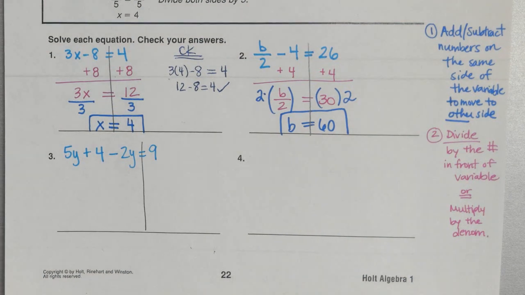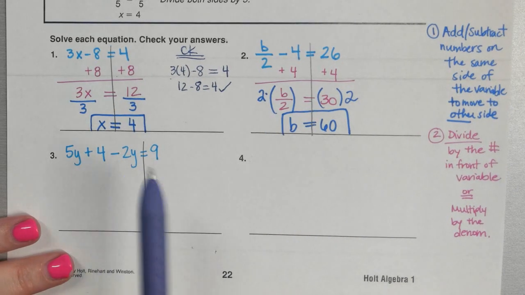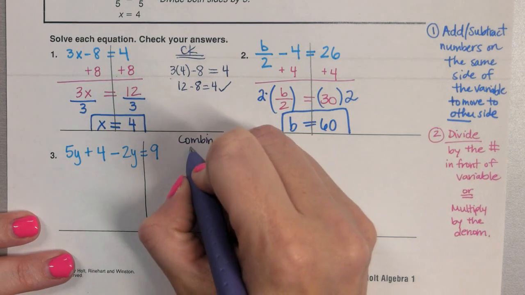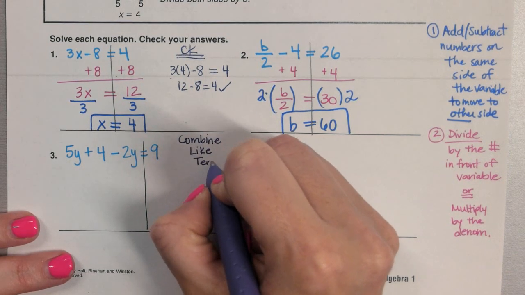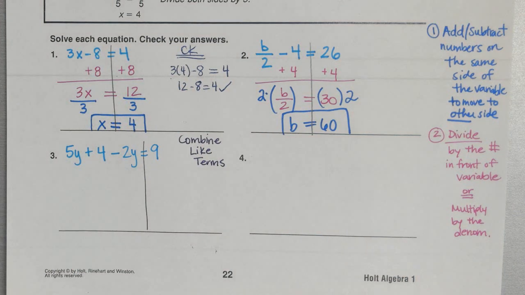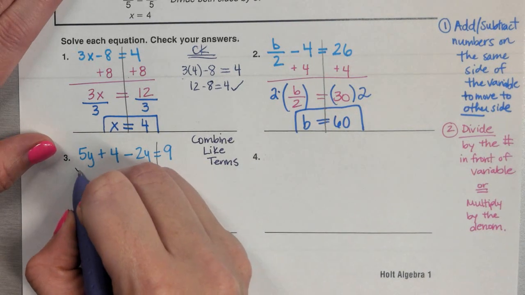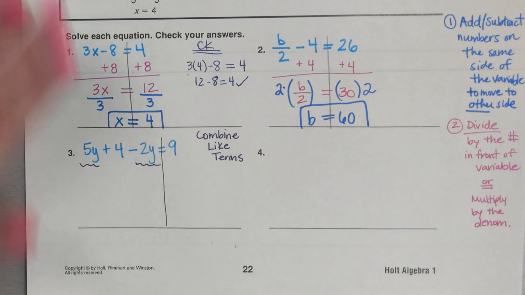And before we start to move things, we're going to simplify, okay? We're going to combine our like terms together. Combine like terms. Am I going too fast or is this okay? Okay, so your like terms are going to be 5y and negative 2y. And if some of you already started and you moved the 4 over, that's okay. We're just going to do that in the next step.